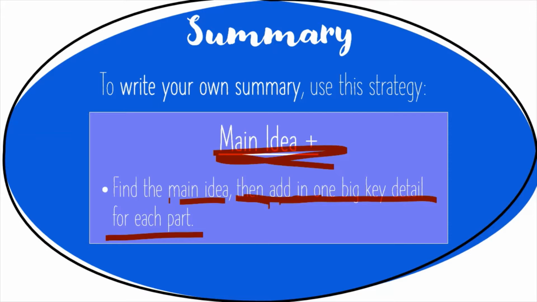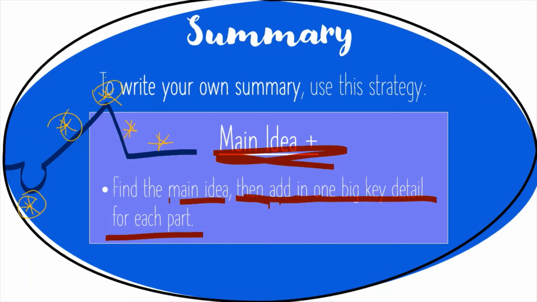And if you remember, we had two main idea strategies. The first strategy that we had was that story map one. So I'm going to draw that. You do the scoop and then the up and the down. So you have all the different parts of the summary. You have the exposition, the rising action, the climax, the falling action, and the resolution. So we could use that story map strategy to find the main idea and then just add in a big key detail for each of those sections. So that's one strategy we could use.